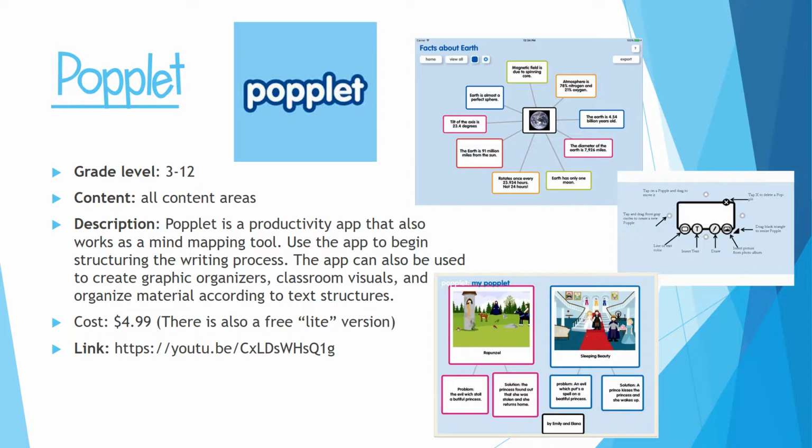The cost, I think it depends on what specifically you want for your classroom, but I found that it's $4.99 for the basic. I think you get 10 poplets a month. And then there's also a free version that's like a light version that you can try out.